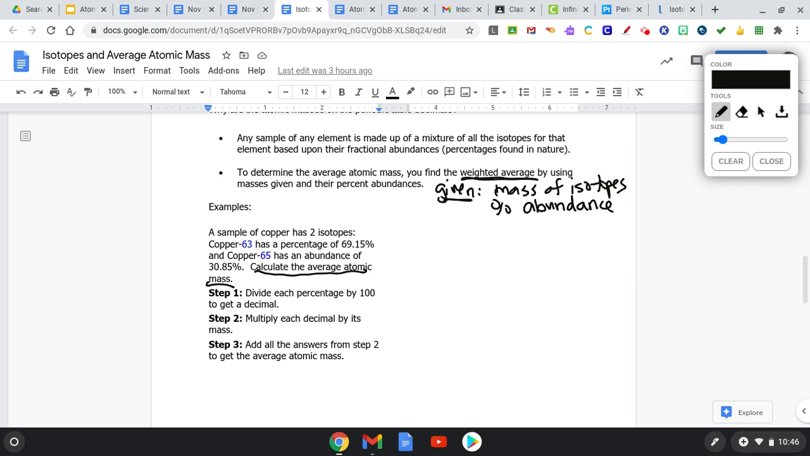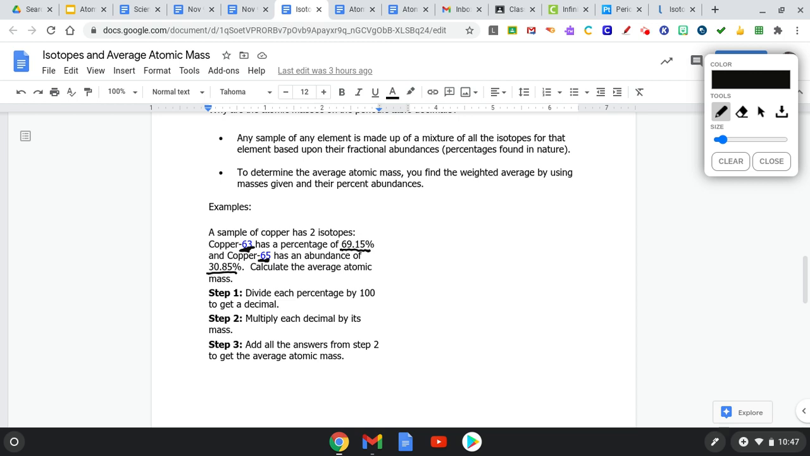So let's look at a sample of copper. It says a sample of copper has two isotopes. Copper 63 has a percentage of 69.15%. So it tells us in this example that 63 is our mass number and 69.15 is our percentage. And then it tells us that we have copper 65, with an abundance of 30.85%. So it wants us to use this information to calculate the average atomic mass.